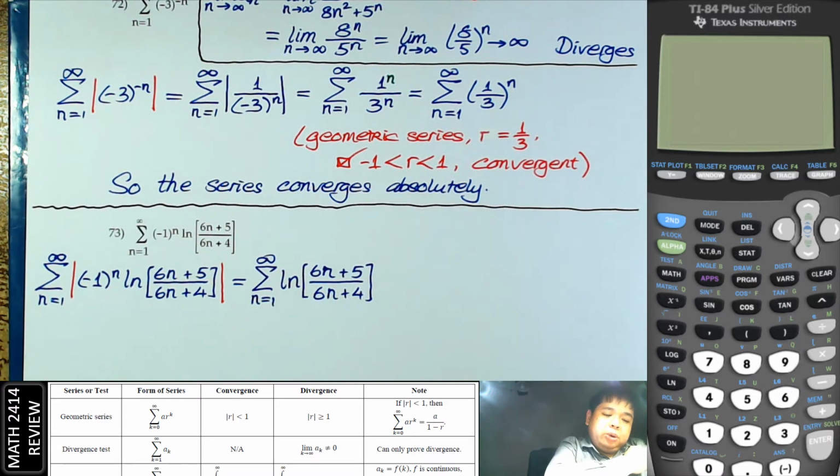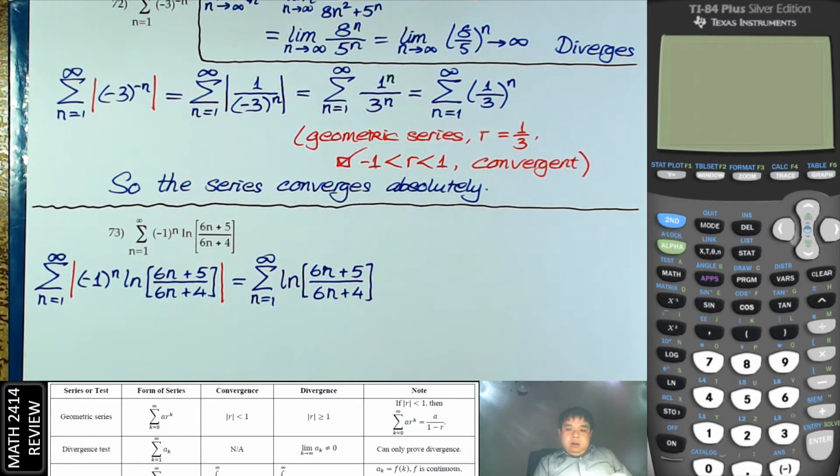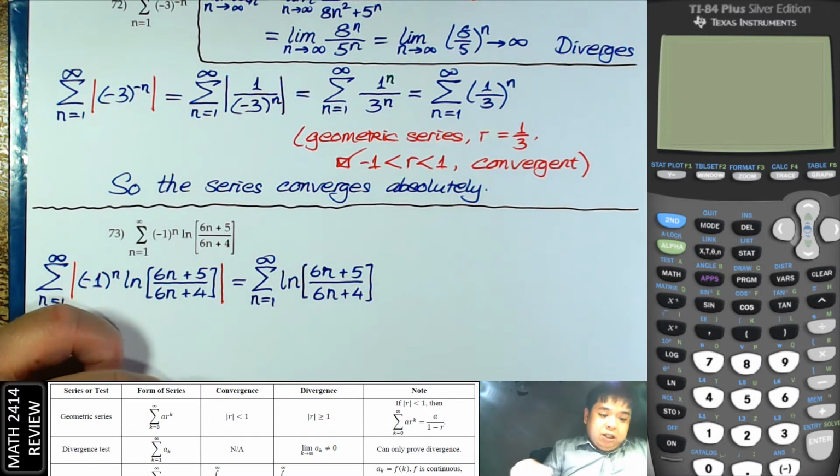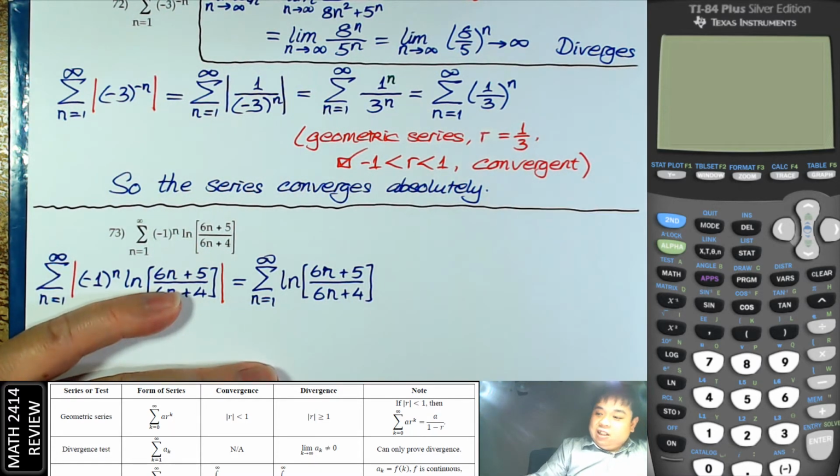Right, what can we do here? It's ln, so that's the reason that we can split them. So we split them.